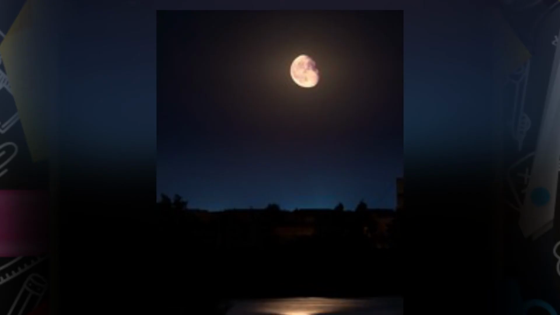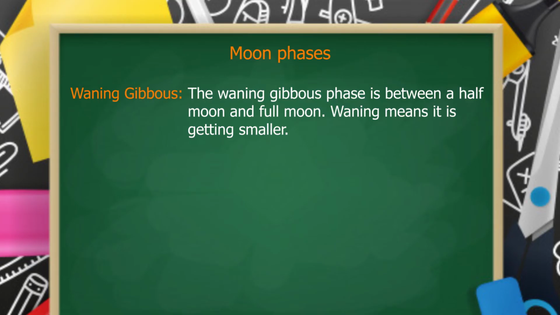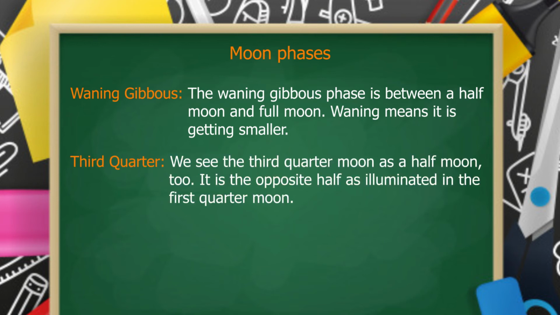Then we have waning gibbous. The waning gibbous phase is between a half moon and full moon. Waning means it is getting smaller, while waxing means it is getting bigger. So there is a difference between waxing gibbous and waning gibbous.